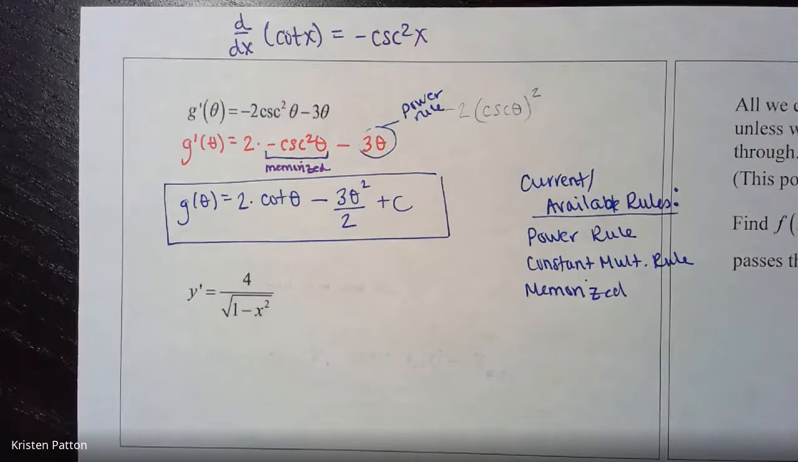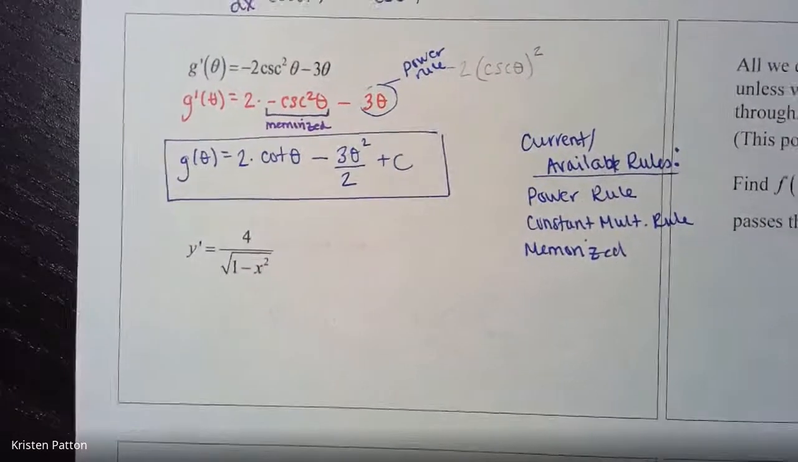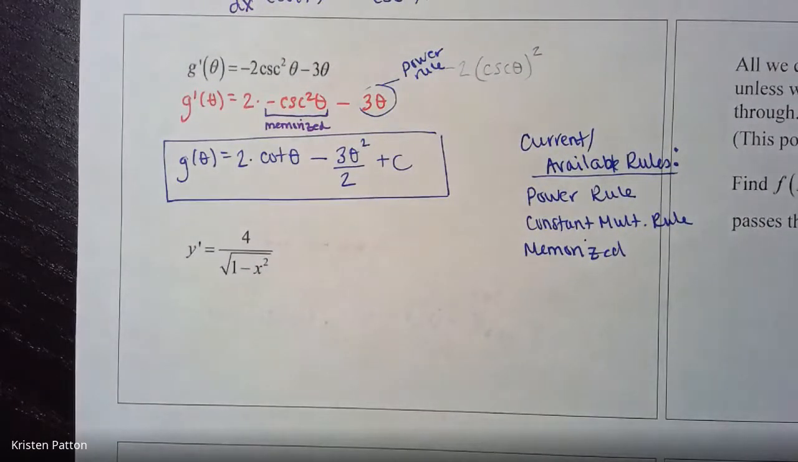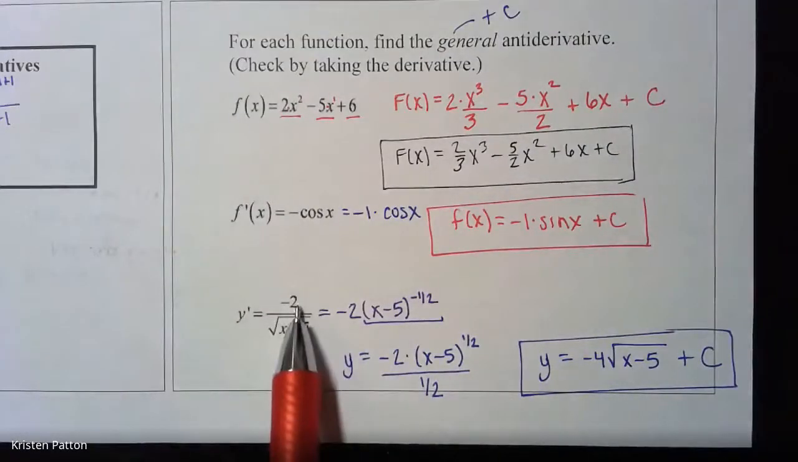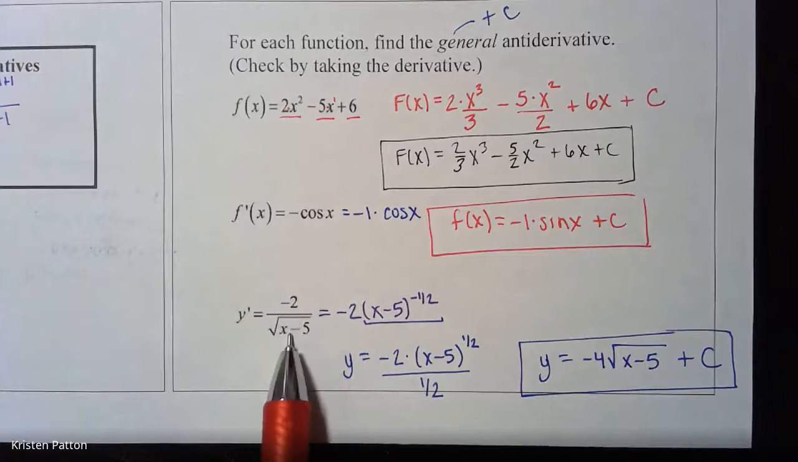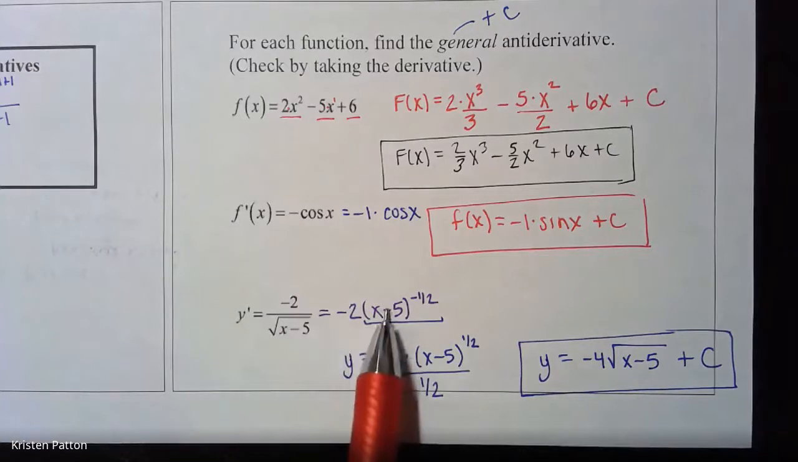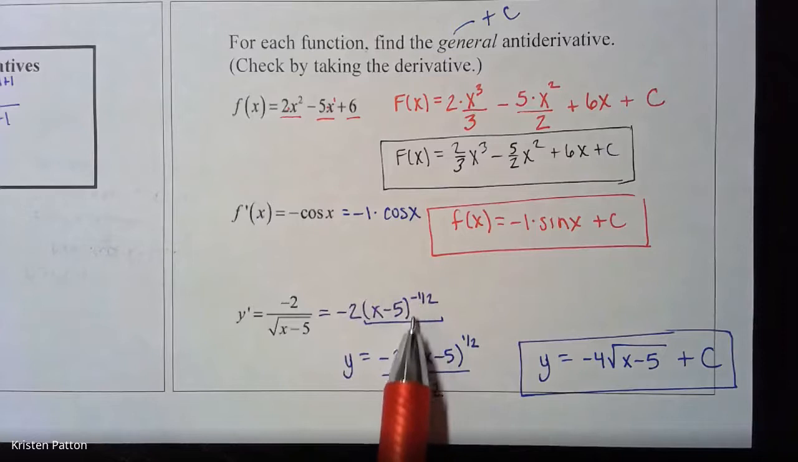So with that being said, let's talk about the next one here. I have y prime equals 4 over the square root of 1 minus x squared. Now I'm going to flip my paper real quick because we already did one like this today. On slide number 4 down here, remember we had a number divided by a square root. And we said, oh yeah, let's just use a negative exponent. The chain rule is not an issue because it's just a derivative of a 1 in there. So, we've done something like this.